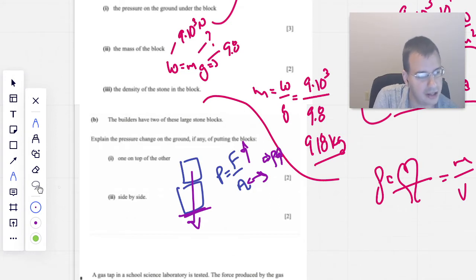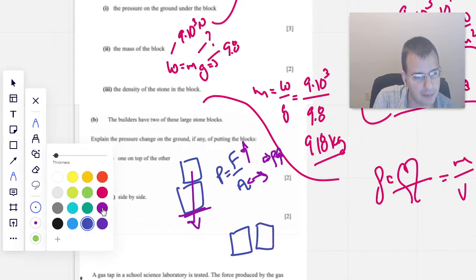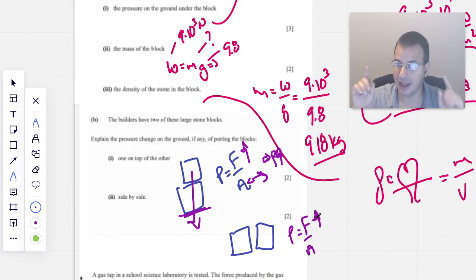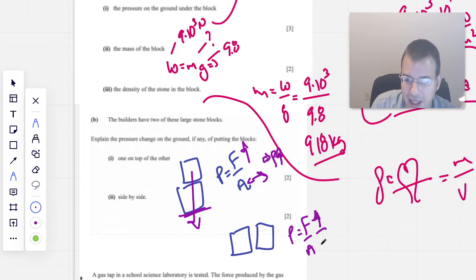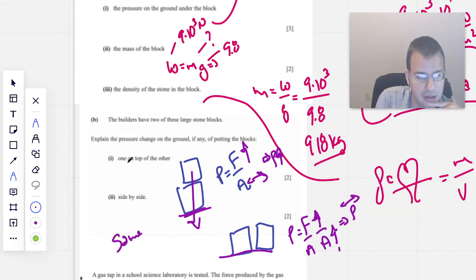Side by side, the pressure is going to stay the same because, pressure equals force divided by area, even though the force went up because you have 2 blocks now, the area that's in contact with the ground also went up. And it did it in such a way that the pressure is just going to stay constant. So side by side, same, and on top, double.